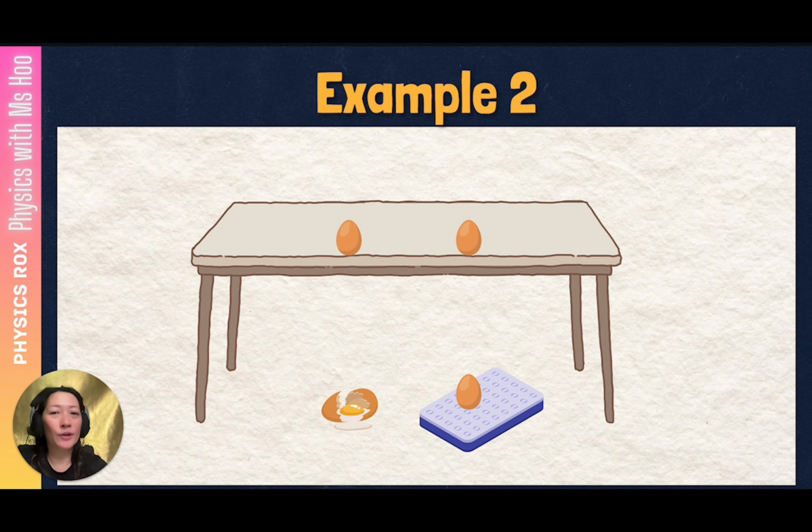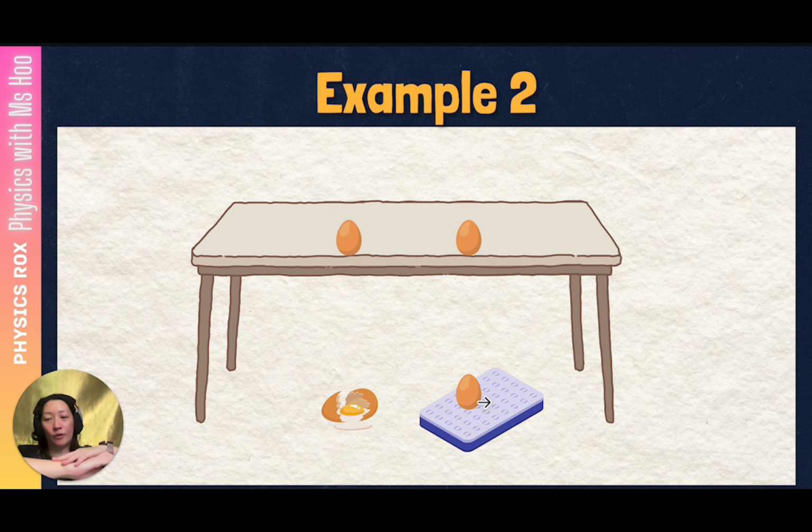So if we drop 2 identical eggs off the side of a table, if dropped on a hard surface, the egg would crack. But if you drop it onto a soft surface like a mattress, the egg would not crack. The reason for that is also the impact time. On a hard surface, the impact time is much shorter because it comes to a stop very fast. Whereas on a soft surface, the soft surface will absorb that impact, prolonging the impact time.